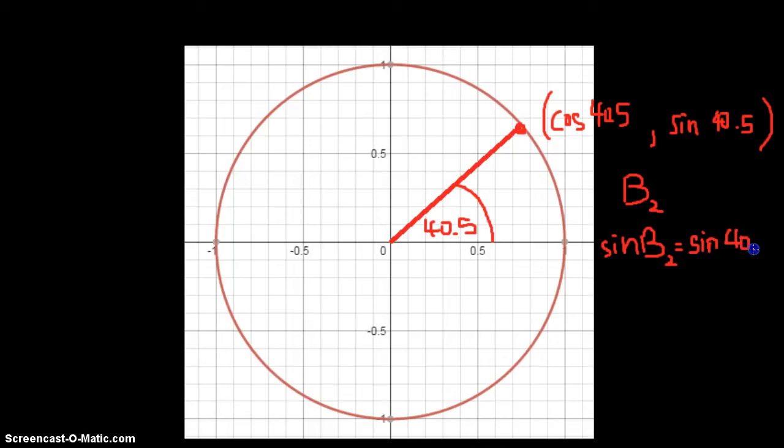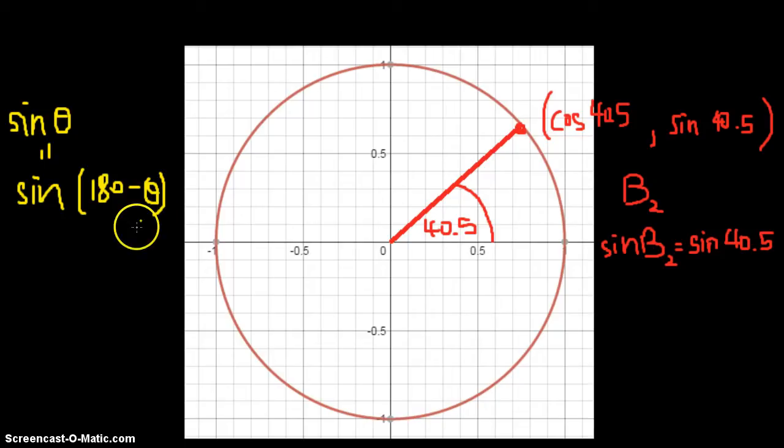Okay, now remember when we first talked about the unit circle, there were a couple of rules there, right? And one of them says this: sine theta is equal to sine of 180 minus theta. Right? 180 minus theta. Because if they are supplementary angles, then they have the same sine value.